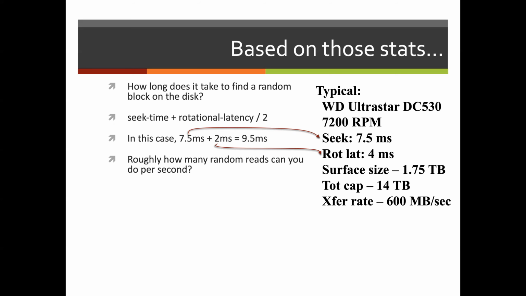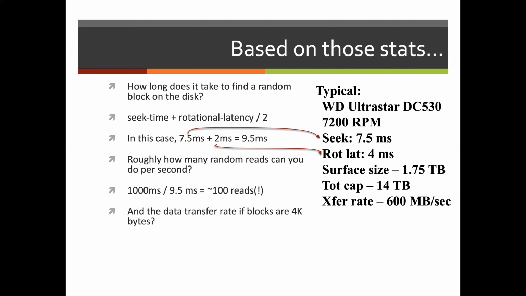Then you want to consider roughly how many random reads can you do per second. And this means it's going to be 1,000 milliseconds divided by 9.5 milliseconds, which will give you about 100 reads. And the data transfer rate, if blocks are 4K bytes, it's going to be 100 times 4,096, or 409 kilobytes per second.